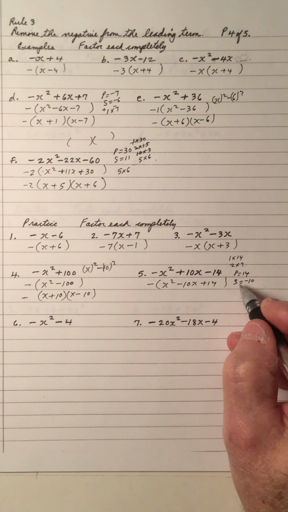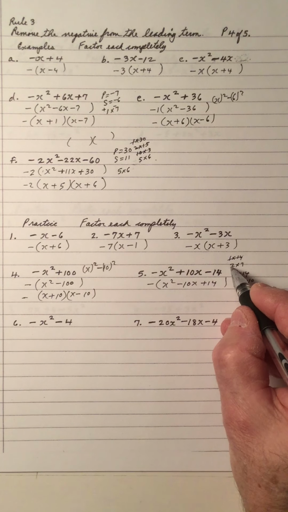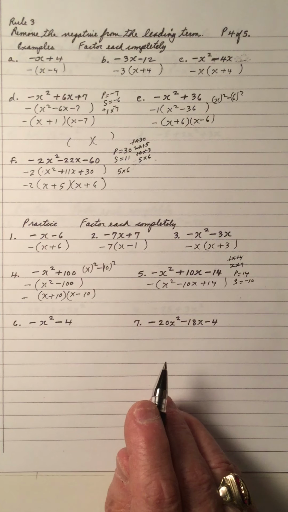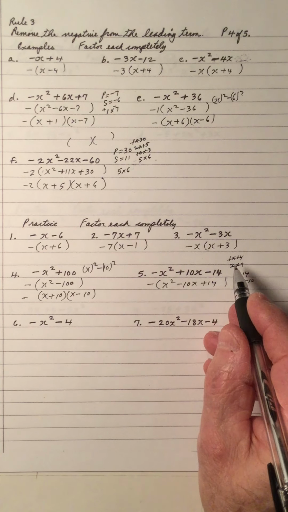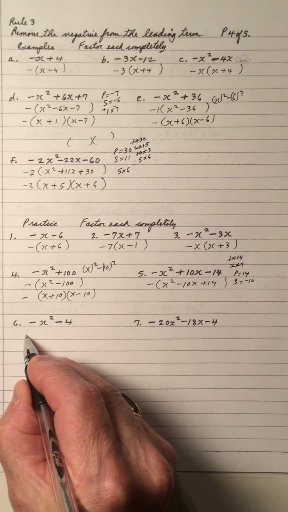So will 1 and 14 give me a 10? No. 2 and 7 give me a 10? No. So that's as far as you can go. You can't factor this any further, because the factors of 14 can never give you a 10, so you can't go any further. Number 6, I see a negative.